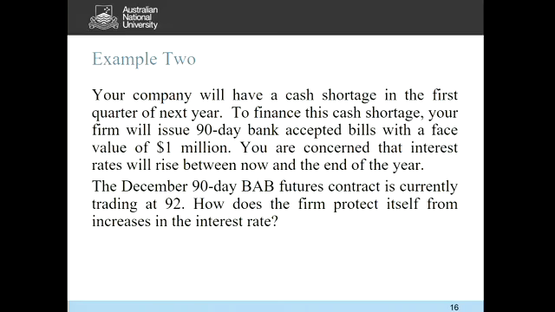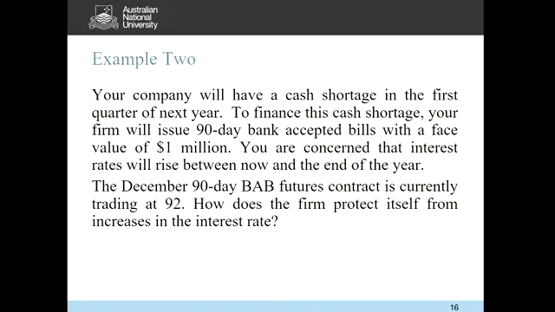So by construction of this 90-day BAB futures contract, we should know the price will decrease when the implied interest rate increases, right? So at a price of 92, the implied interest rate is like 8%. If the interest rate increased to 9%, then this 90-day BAB future will be traded at $91, right?